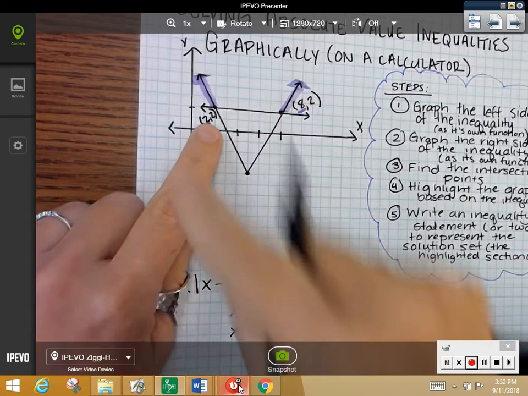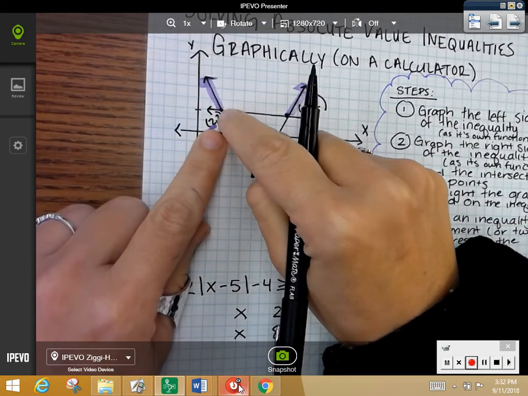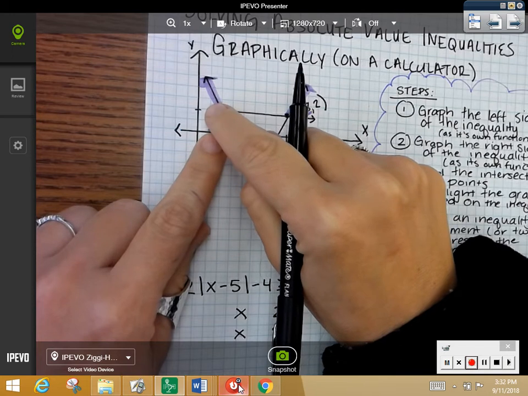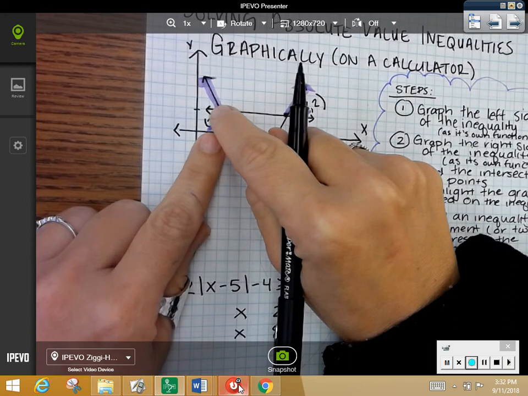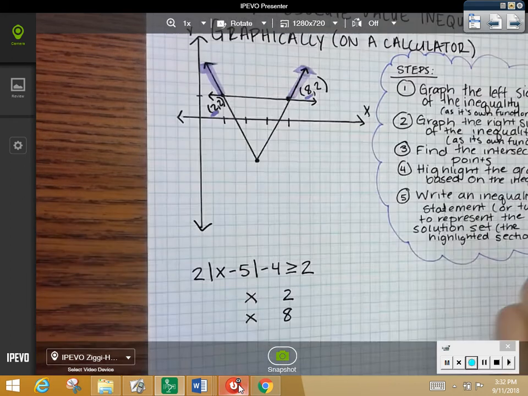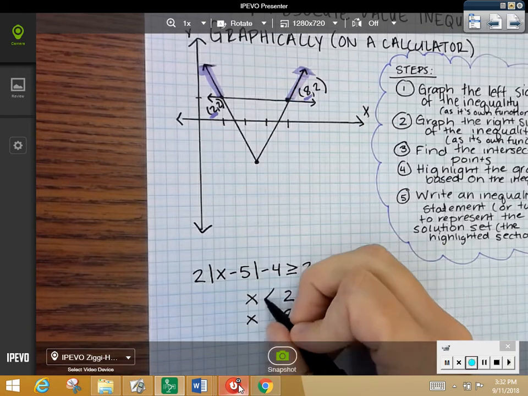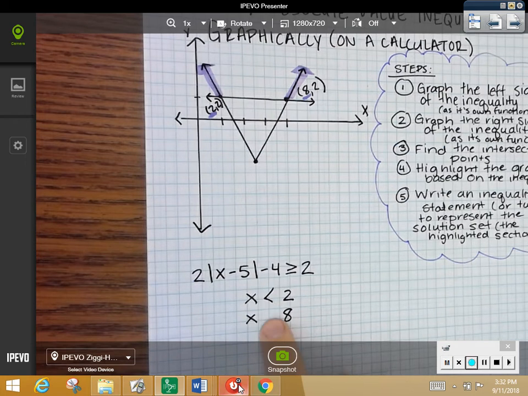So looking at the 2, the highlighted section is to the left of the 2. And if I'm going to the left of the 2, those are numbers like 1 and 0 and all these negatives, and those are getting smaller, less than, right? So all my values less than 2 are going to be in my solution set. So therefore I know I need a less than 2 down here as part of my solution set.